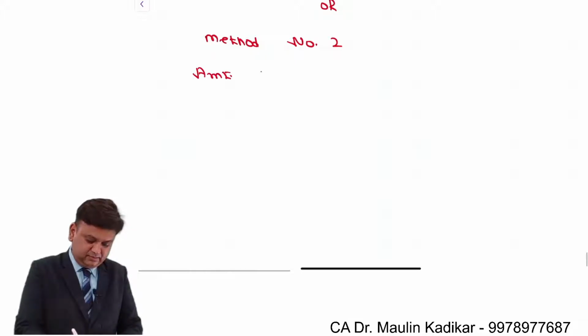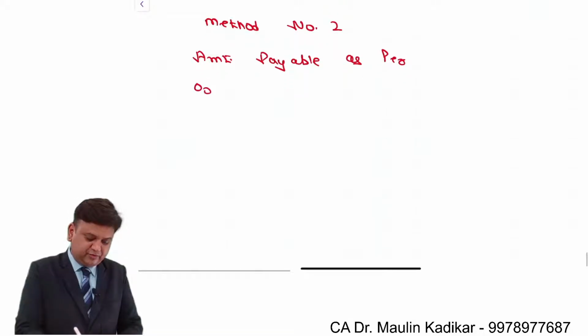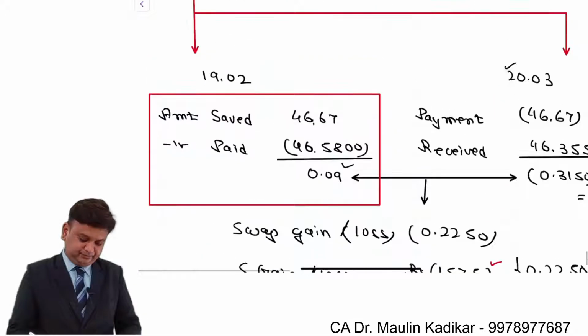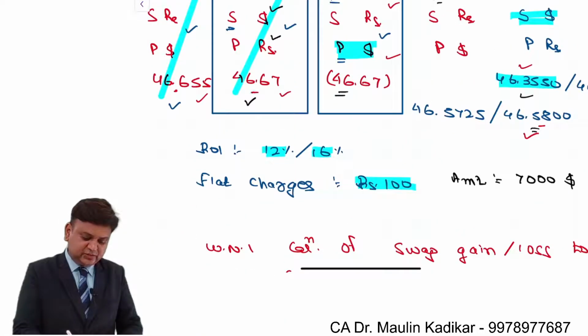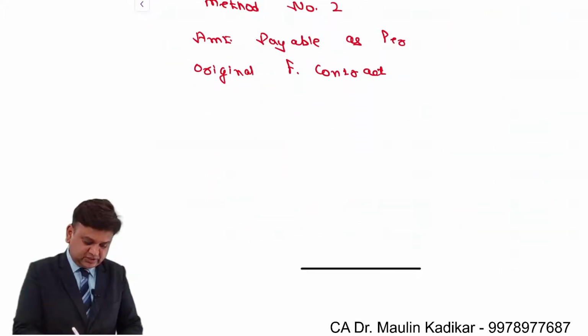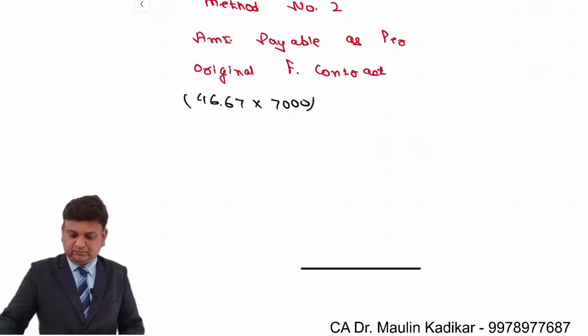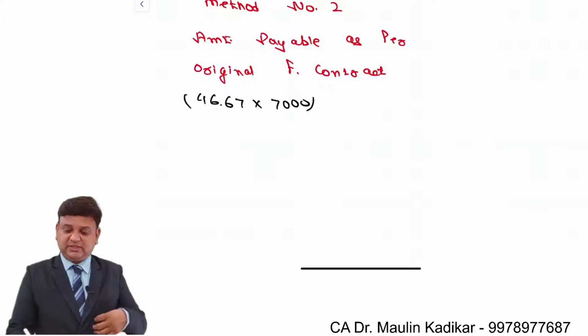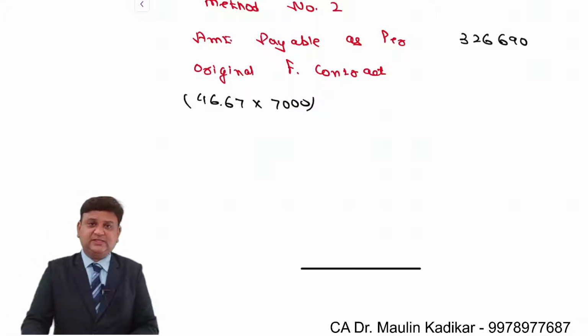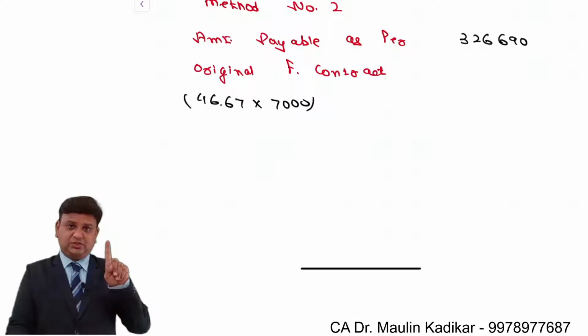Amount payable as per original forward contract. Dear students, as per the original forward contract, the amount payable is 46.67 rupees per dollar. So it is 46.67 multiplied with 7,000. That comes to 3,26,690.